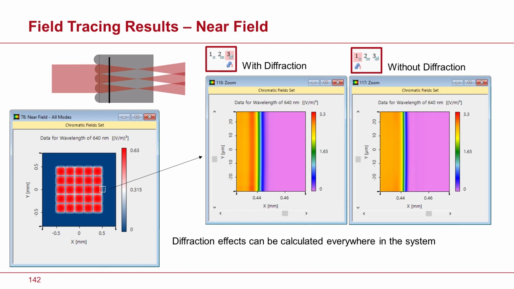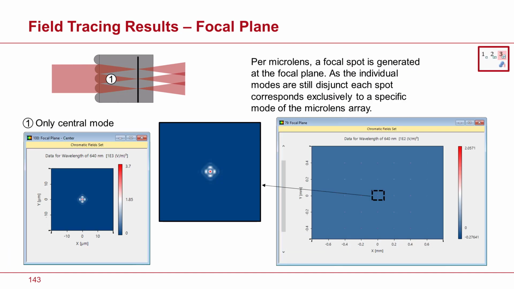So we can see what the diffraction caused by the aperture of each of those microlenses looks like, and we can switch off that diffraction if it were not of interest. Then we progress to the next stage, what the focal plane looks like, and we can see that spot here, only the central mode, or we can see all of them together.